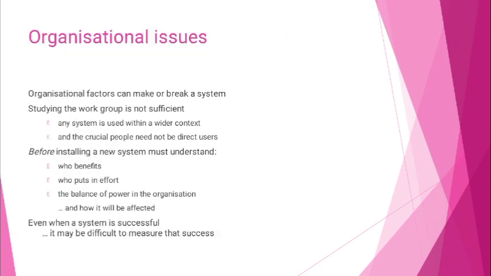The various organizational issues are organizational factors can make or break a system, and studying the work group is not sufficient. That is, any system is used within a wider context, and the crucial people need not be direct users. And the next organizational issue is before installing a new system, must understand who are the beneficiaries, who puts in efforts, the balance of power in the organization, and how it will be affected. Even when a system is successful, it may be difficult to measure the success.